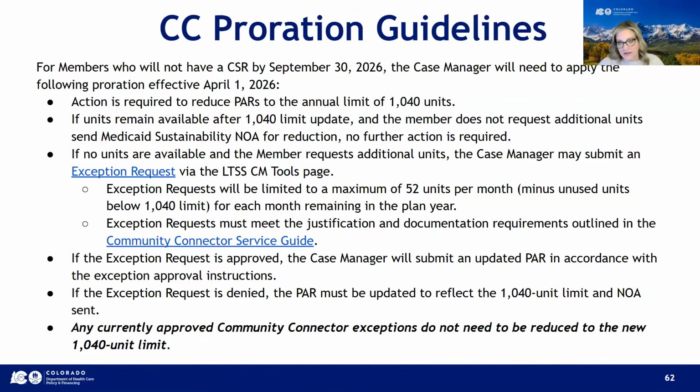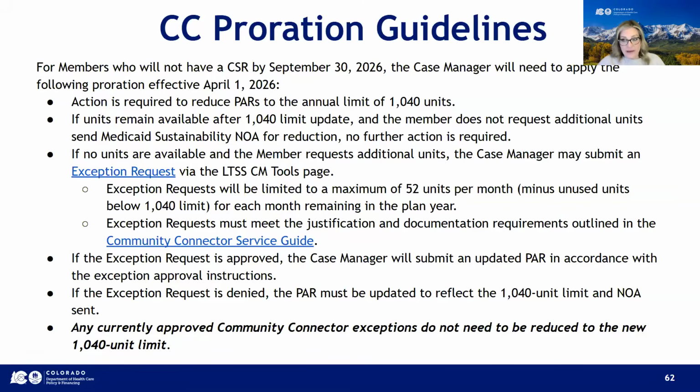These members would not be having their continued stay review assessment completed by September for that December start date. So this is for your monitoring visit revisions. You'll be required to reduce the members' PAR down to the new annual limit of 1,040 units. If units remain available for use and no additional units are needed after the service plan reduction to 1,040, then you can send a notice of action and no further action is required.